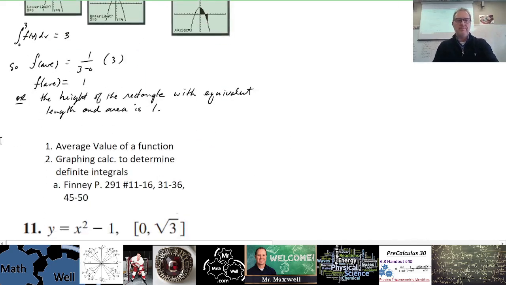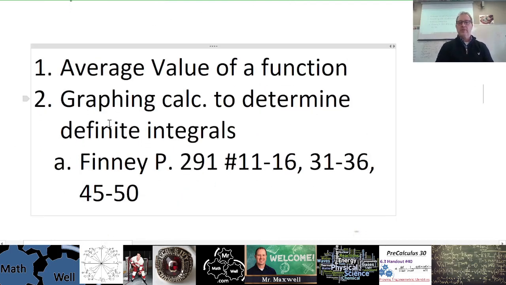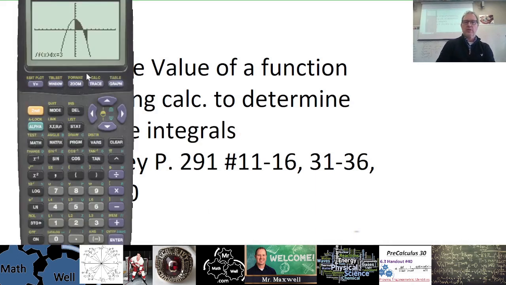All right, so what have we done? We have talked about the average value of a function. We've also talked about how to use our graphing calculator to determine definite integrals. I can go over that process one more time real quick. You go to your y equals screen, type in your function, then go straight to the calculate menu, and push 7 there for integral. Type in your lower limit, 0, upper limit, 3, and then it will sketch the area for you and give you the value of the integral down there.